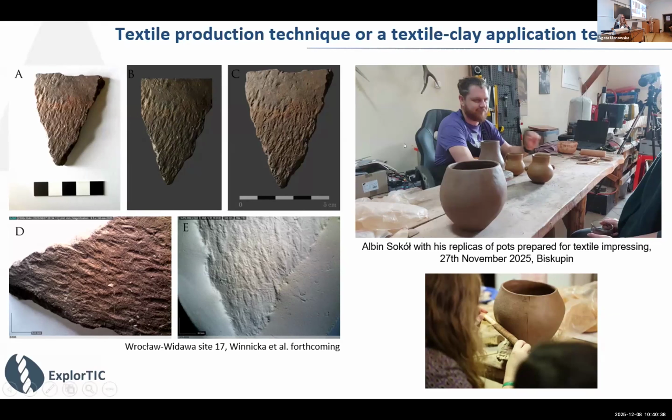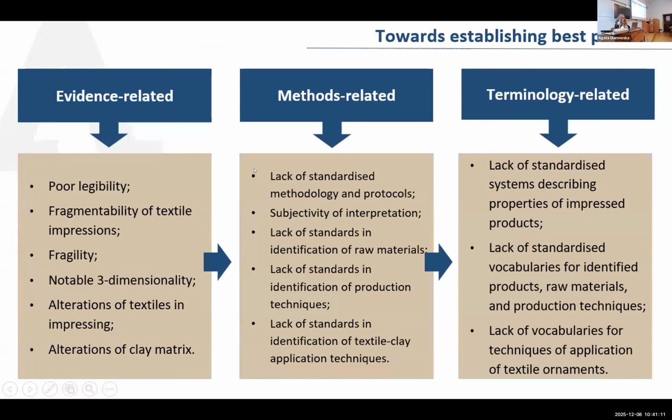And here you can see a photo from our last workshop in Biskupin, where I'm trying to apply this kind of decoration using this kind of surface treatment, using a stick with a cord wrapped around it. So how do we call this? Is it a textile product? The surface seems to be more complex, but we have this terminological problem, how to define products that look like that. So that would be all.